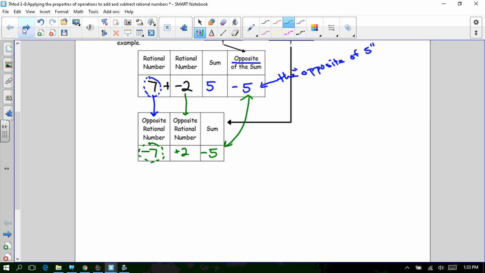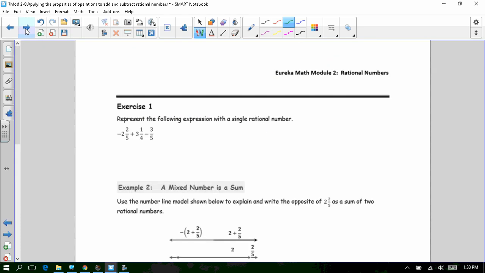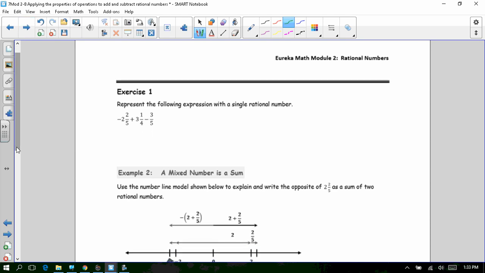All right, let's go on to page 54. Exercise 1 says represent the following expressions with a single rational number. Oh, there's my favorite, fractions. We do have one issue though, because I have -2 2/5, I have a +3 1/4 minus a 3/5. You'll notice that there's that 1/4 there. Let's not worry about it right now.